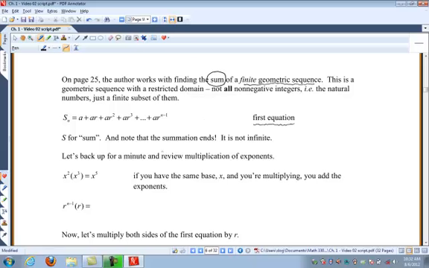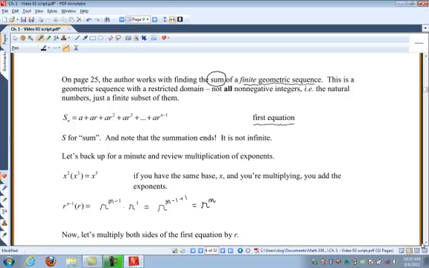Let's back up for a minute and review multiplication of exponents. If I have x squared times x to the third, you know I've got x to the fifth. If you have the same base and you're multiplying, you add those exponents. Let's look at our application here. If I've got r to the n minus 1 and I multiply it times r, that's r to the n minus 1 times r to the 1 equals r to the, add the exponents, n minus 1 plus 1, r to the n.